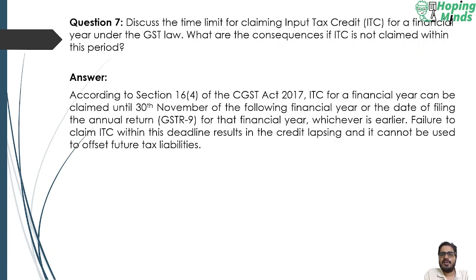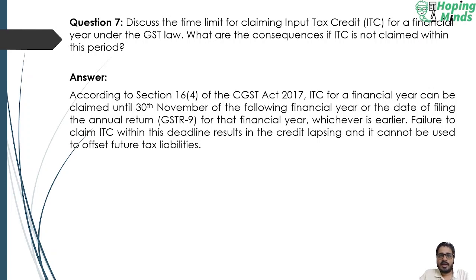Then discuss the time limit for claiming input tax credit for a financial year under the GST law. What are the consequences if ITC is not claimed within the allowed time frame? So according to section 16(4) of the CGST Act 2017, ITC for a financial year can be claimed until 30th November of the following financial year, or the date of filing the annual return, that is GSTR 9, for that financial year, whichever is earlier. Failure to claim input tax credit within the deadline results in the credit lapsing, and it cannot be used to offset the future tax liability.